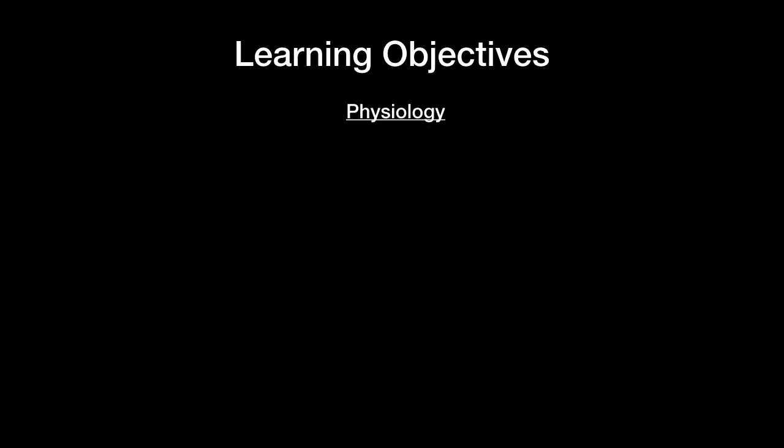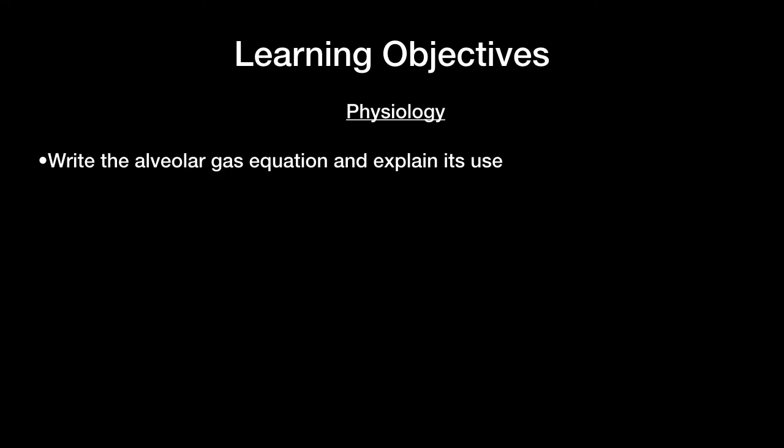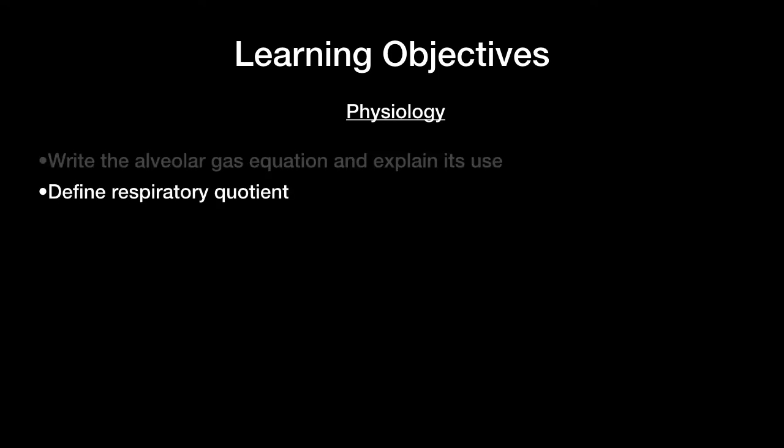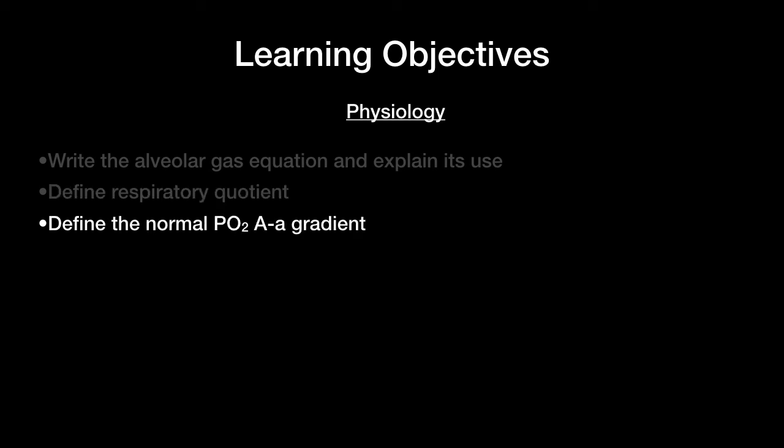Now let's go back to the learning objectives. We've talked about the alveolar gas equation and explained its use. We've defined the respiratory quotient, for what that's worth. And now let's define the normal A-a gradient for the partial pressure of oxygen. Big A means alveolar, little a means arterial. This is a really important concept to have, particularly when you're thinking about the concepts of hypoxemia.